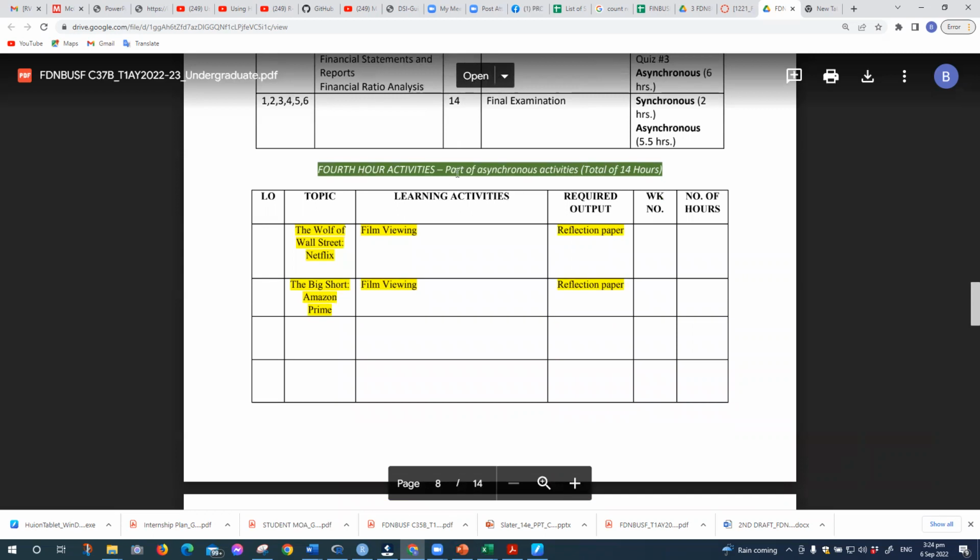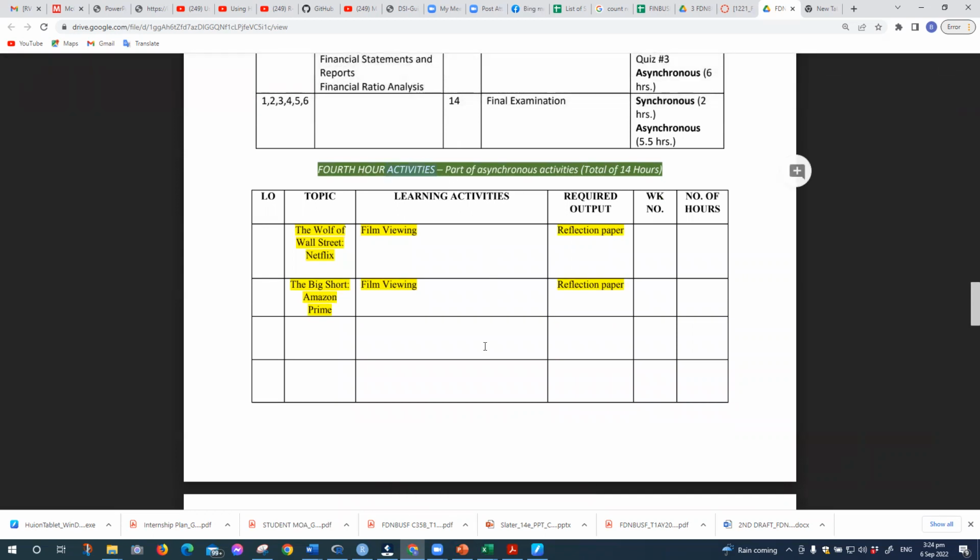Okay, so we have what we call 4th hour activities. Yung 4th hour activities are activities that you have to do on your own. So this is outside the classroom. So for example, you will have to watch The Wolf of Wall Street. I'm not sure kung nasa ano to eh. Kindly help me na lang, class, if you can also find this in YouTube. I think nasa YouTube din to, no? Kasi baka iba walang Netflix, no? So unfair naman yon. And then yung Big Short. These are very good movies about investments.